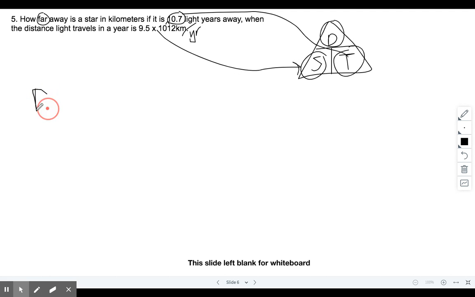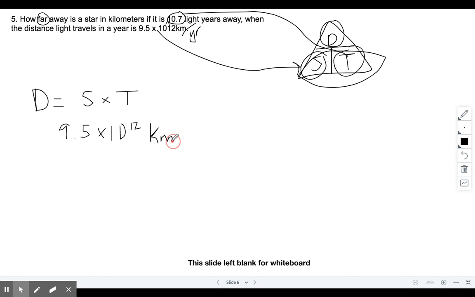So if we're looking for distance, look at your formula there. We're looking for distance. These two things multiplied is the speed times time. So we want to multiply speed times time. My speed of light is 9.5 times 10 to the 12 kilometers in a year. And it's been traveling for 10.7 light years, because that's how long this light's been traveling for. We measured the light as 10.7 years to get to us.